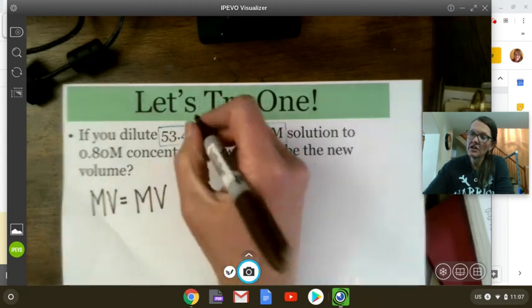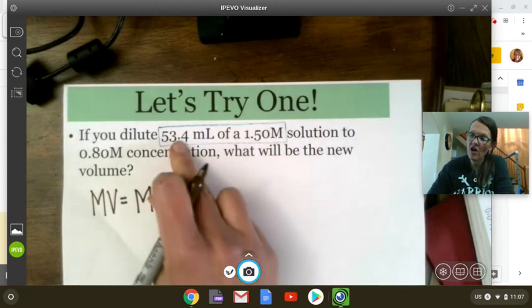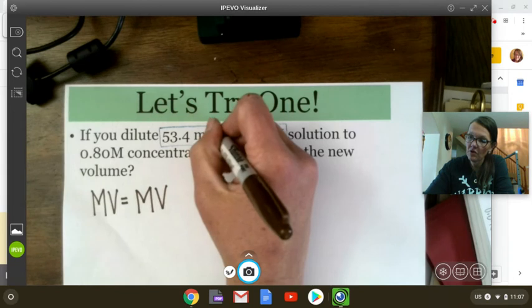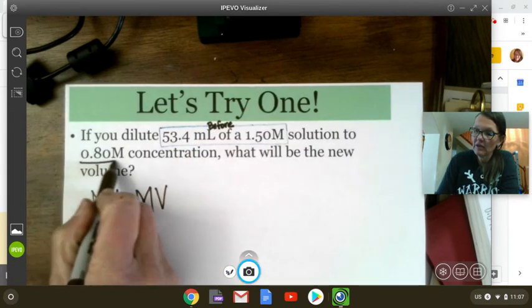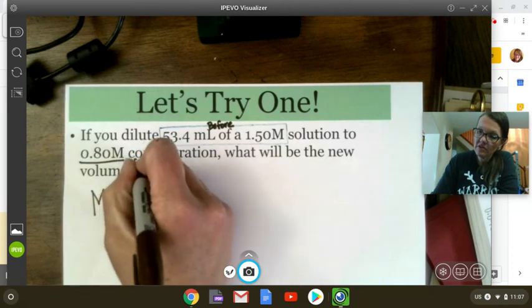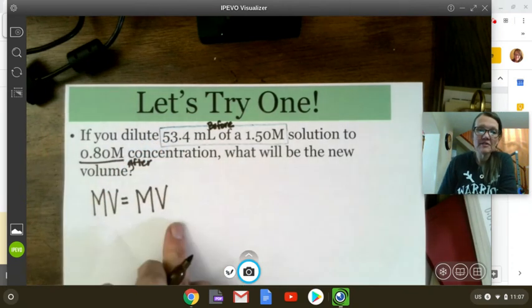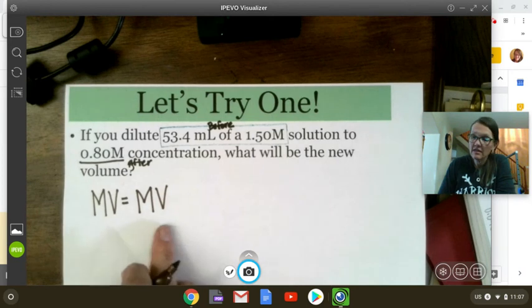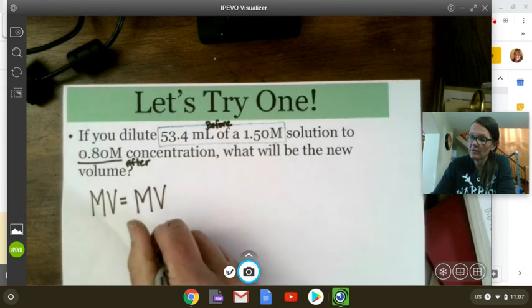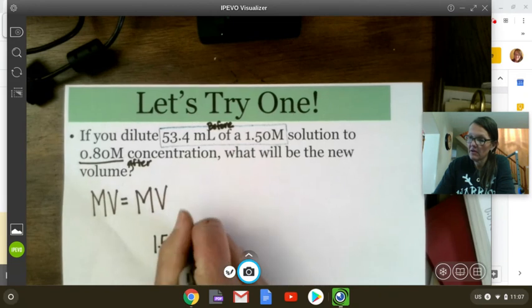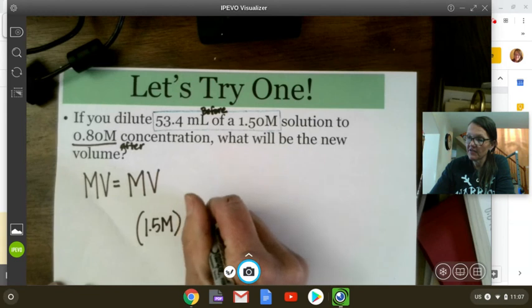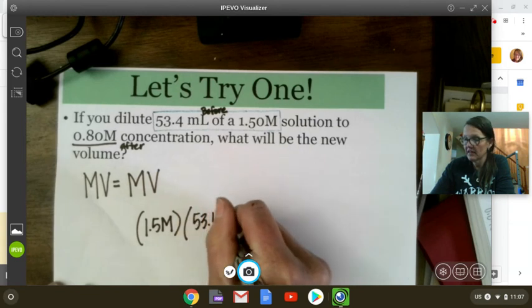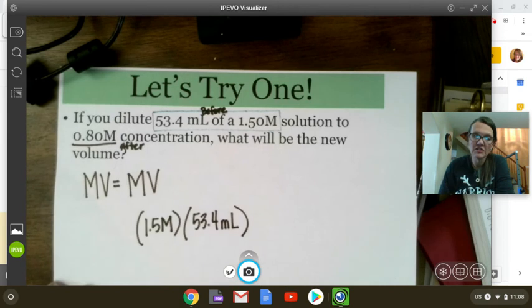Okay, so we're going to say that this is my volume and molarity before, right, or for my concentrated solution. And so then this is my molarity after. Okay, so I just have to plug all these numbers in. So my molarity before is 1.5. My volume before is 53.4 milliliters. Remember, it doesn't matter what unit you're in, just as long as you understand that it's going to be the same unit on both sides.